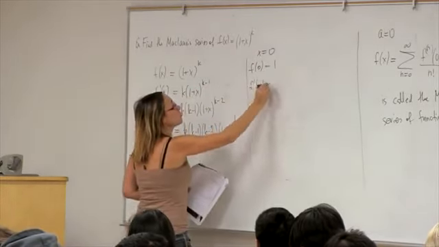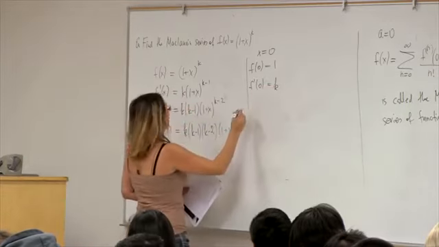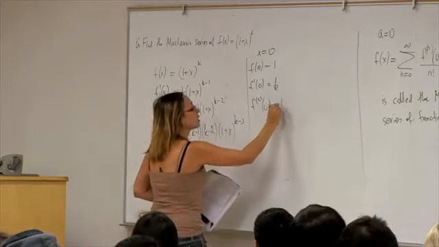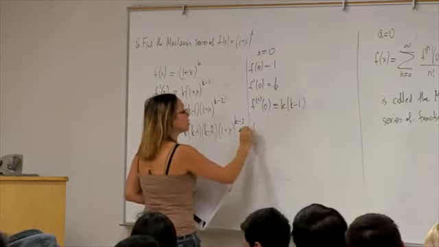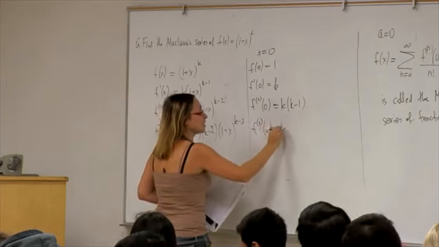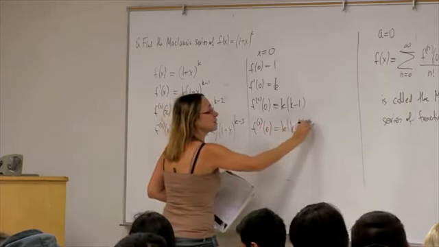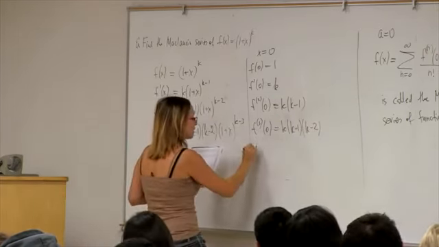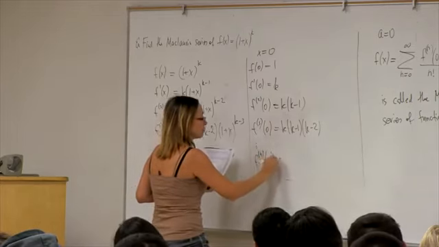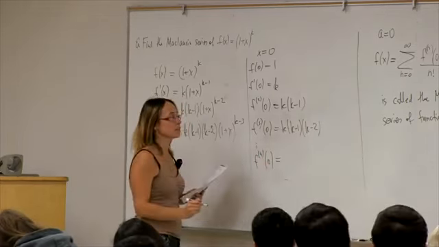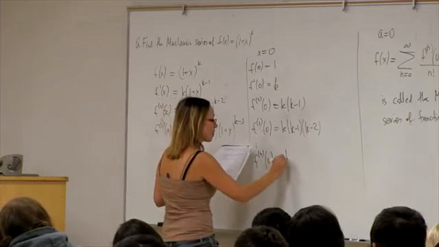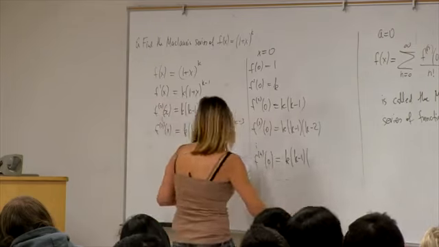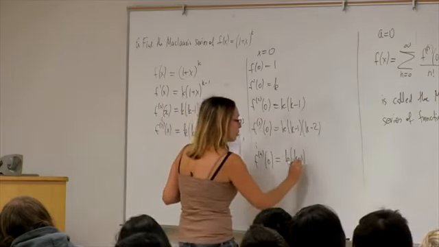F prime of 0 is given by k. The second derivative is k, k minus 1. The third derivative is k, k minus 1, k minus 2, and so on, right? What's the nth derivative? We're going to have k, k minus 1, and so on, all the terms.